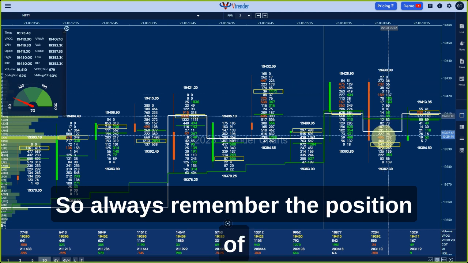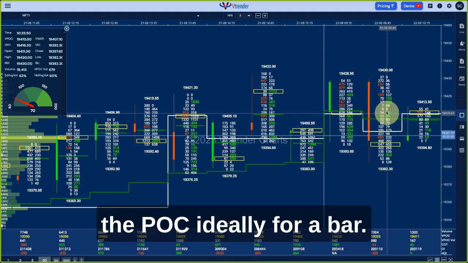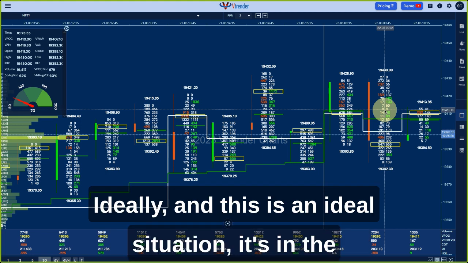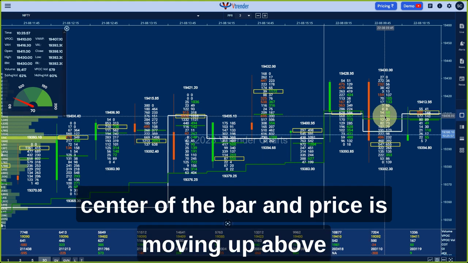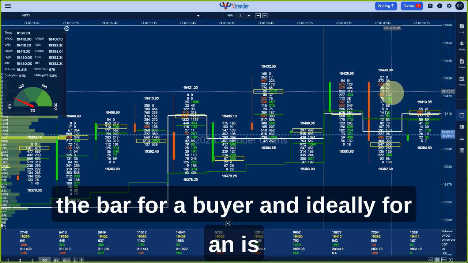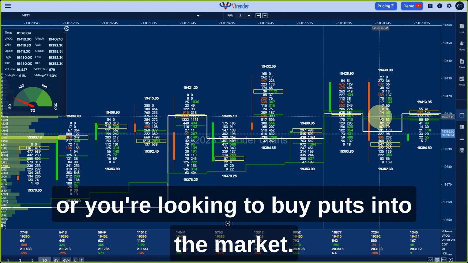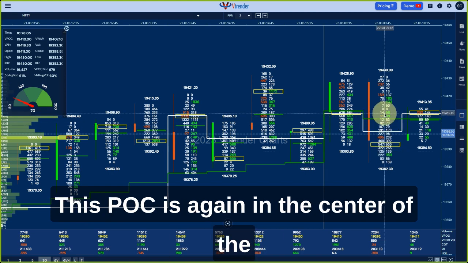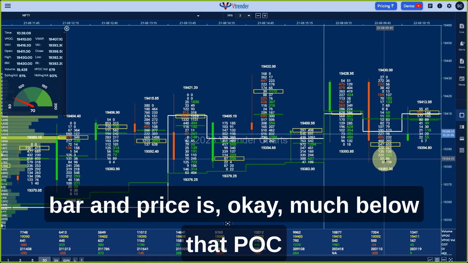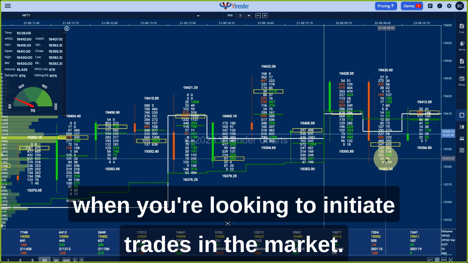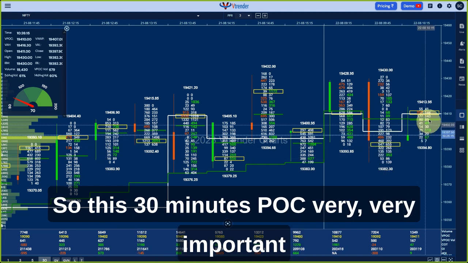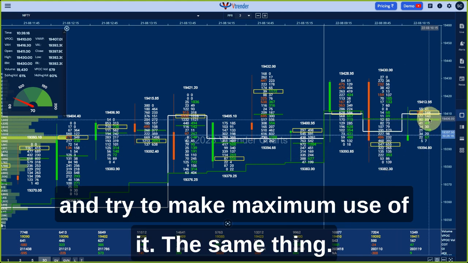So always remember the position of the POC. Ideally for a bar, and this is an ideal situation, it's in the center of the bar, and price is moving up above the bar for a buyer. And ideally for a seller, or when you're looking to buy puts in the market, this POC is again in the center of the bar, and price is much below that POC when you're looking to initiate trades in the market. So this 30-minute POC is very, very important, and try to make maximum use of it.